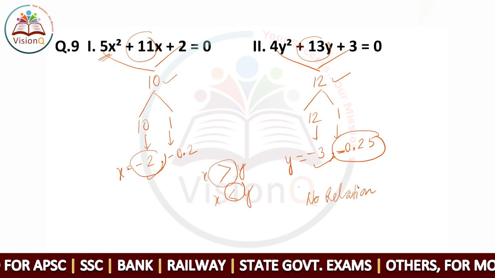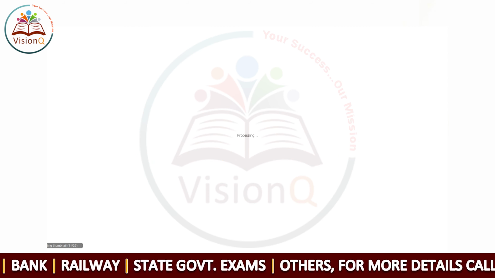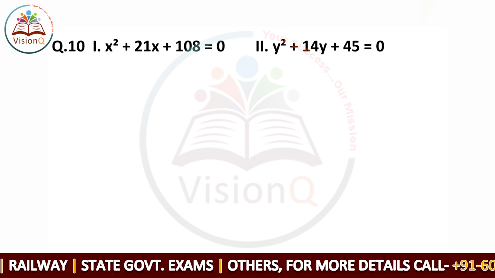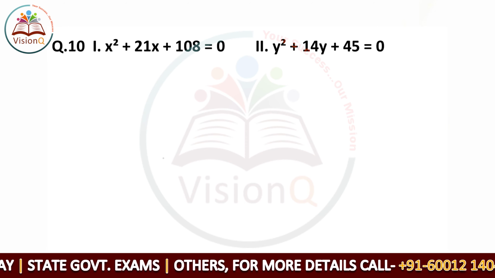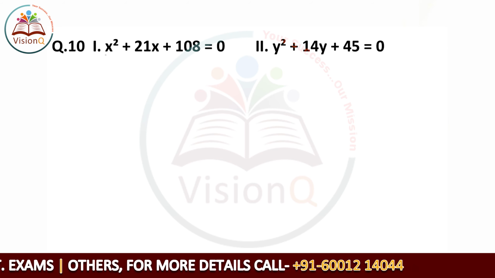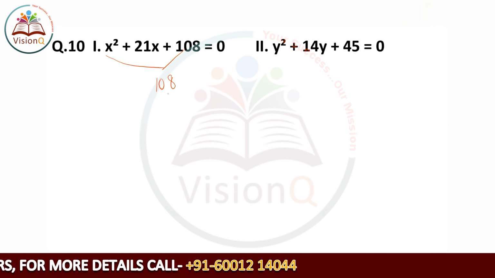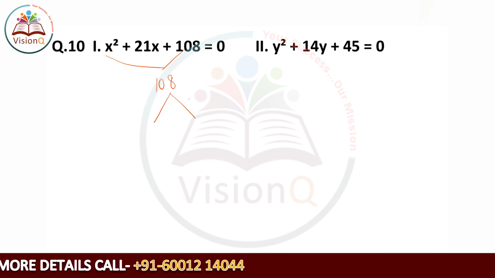So correct answer is option number E, no relation. This is the answer. So last question of the topic of quadratic inequalities. x square plus 21x plus 108 is 0. So first multiply a and c. It is 108. Divide this into two numbers whose sum will be equal to 21.